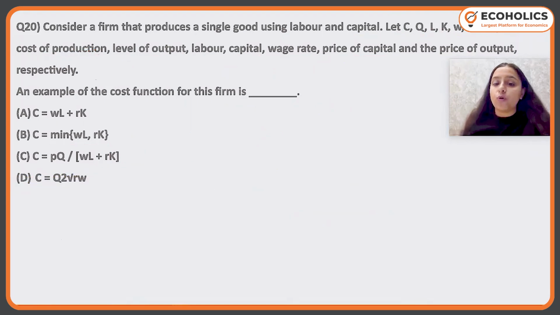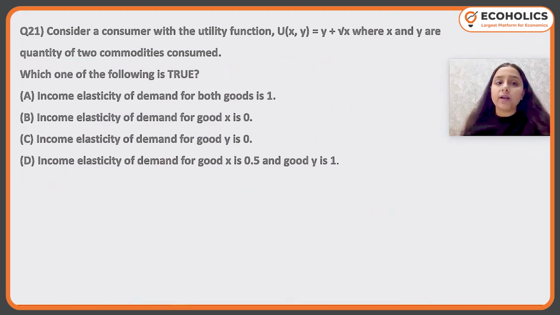Now let's move forward to question number 21. Question number 21 reads: consider a consumer with utility function given by y plus under root x, where x and y are quantities of two commodities consumed.